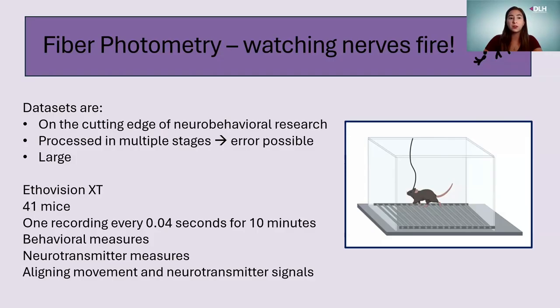While we record those, we're also recording the neurotransmitter measures, and this is the fiber photometry part. We're watching the norepinephrine and the dopamine signals in these animals' brains as they move. We're watching them fire. So that's one thing that we want to make sure. We want to make sure that we have their movement and their neurotransmitter signals aligned so that we know what the body's doing while the brain is firing.